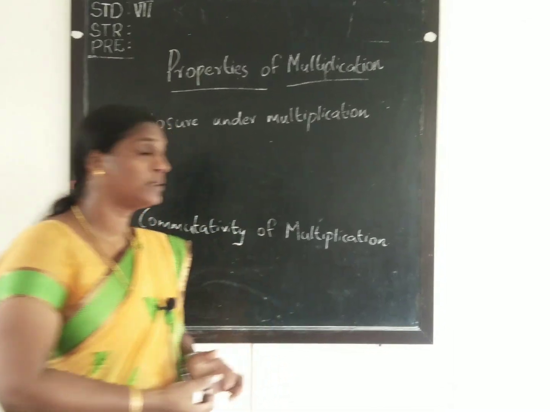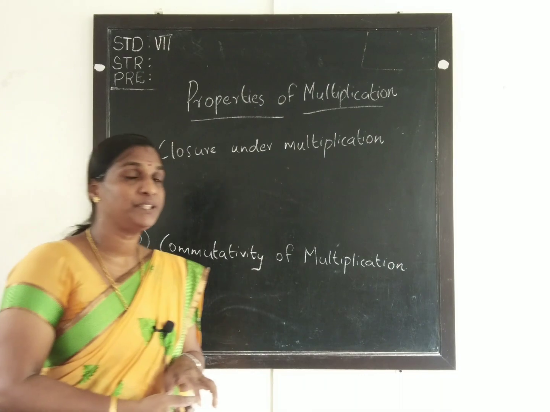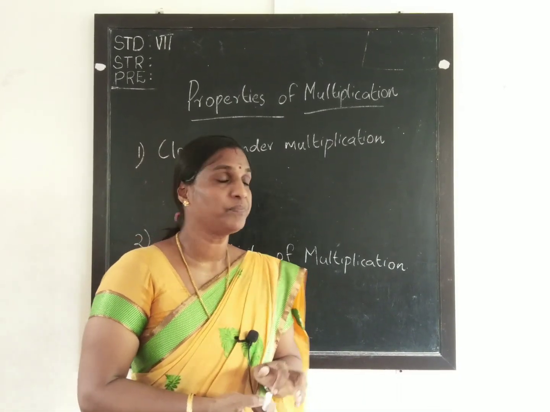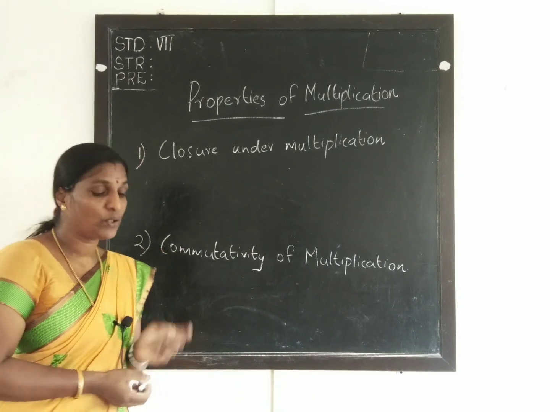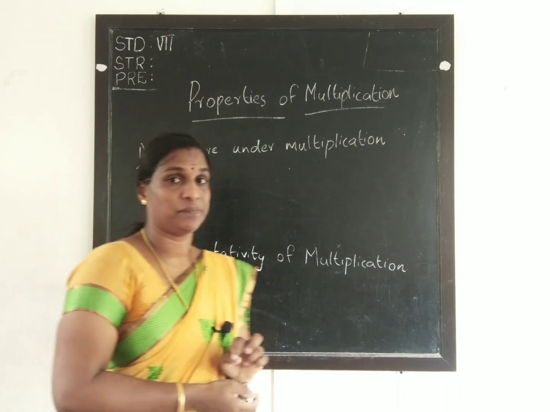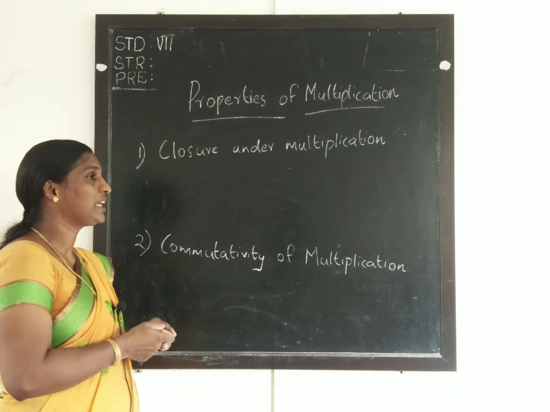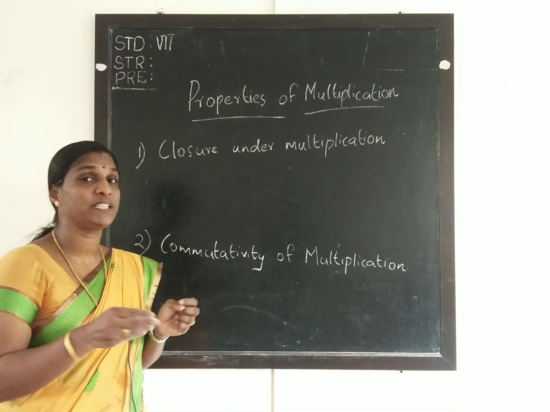Now we can study some of the properties of multiplication. You have studied in the last year also properties of addition and subtraction. So now we are going to study the properties of multiplication. The first property is closure under multiplication. We can discuss this property by using an example.